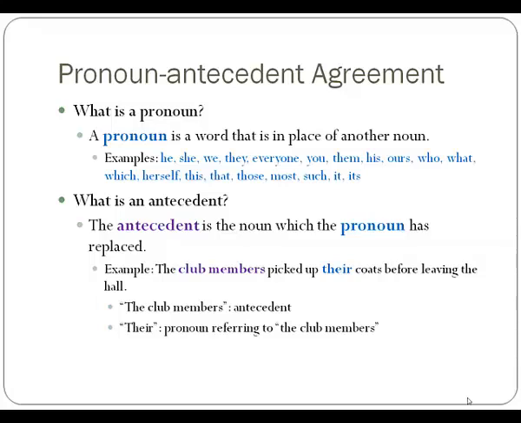What is an antecedent? The antecedent is the noun which the pronoun has replaced. Example: the club members picked up their coats before leaving the hall. The club members is the antecedent, and their is the pronoun referring to the club members. Now this is where it's going to get a little bit tricky for you.